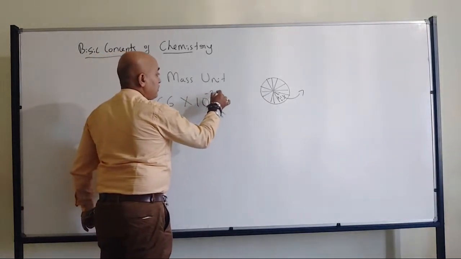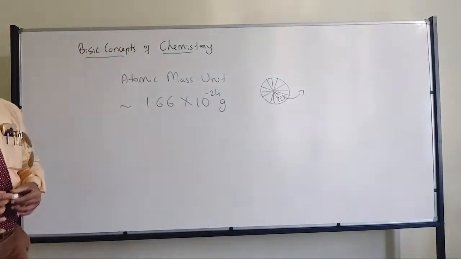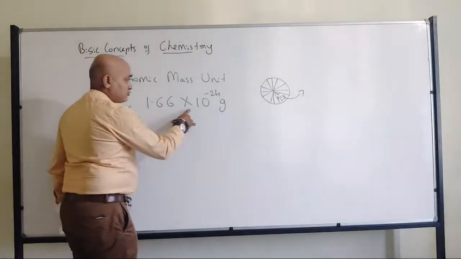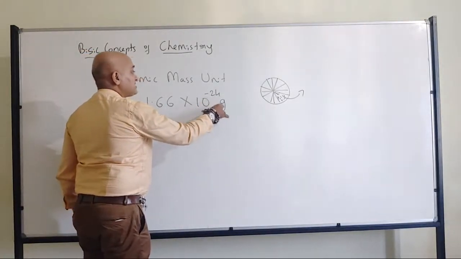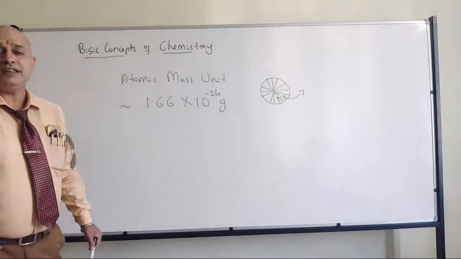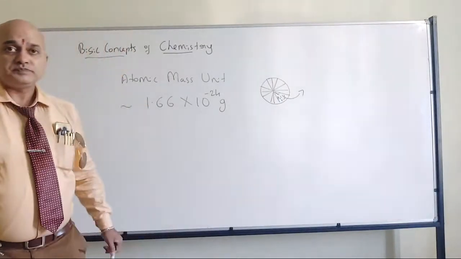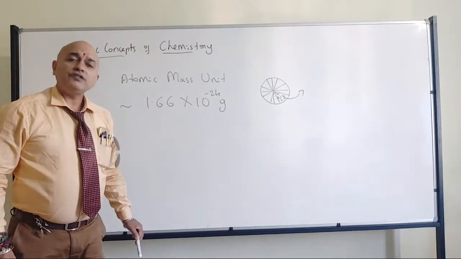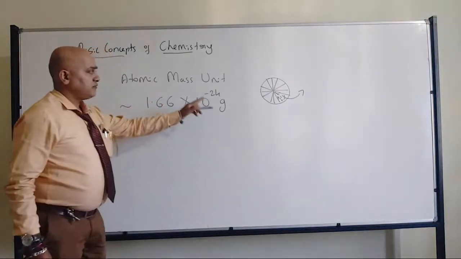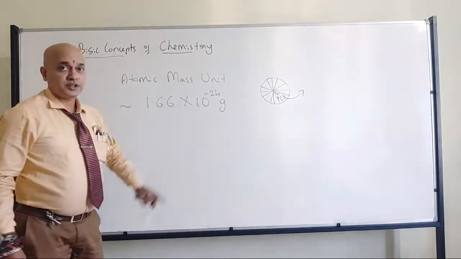1.66 into 10 to the power of minus 24 gram. Can you see the value? 1.66 into 10 to the power of minus 24 gram. It's a very, very small value. Fine? All of you have understood? Say for example, it is a scientific notation. Whatever I have written, it is nothing but a scientific notation.